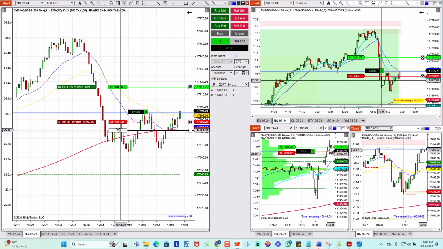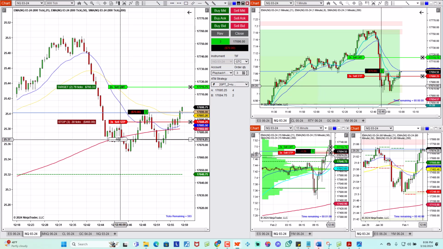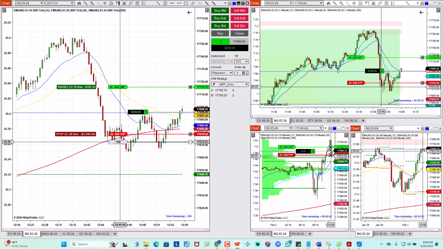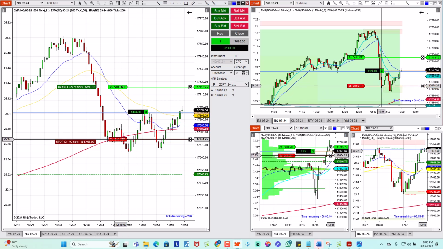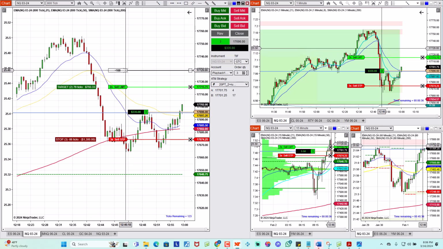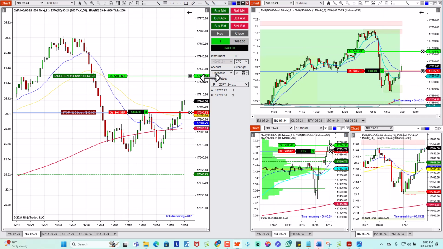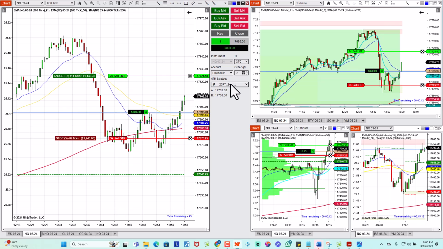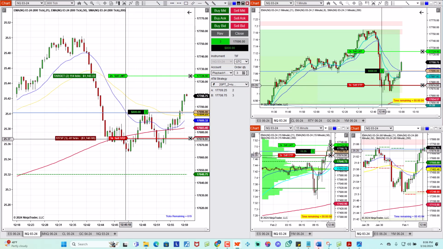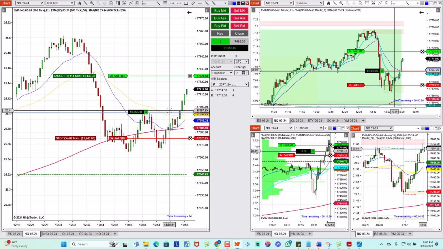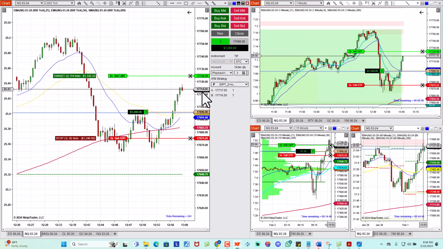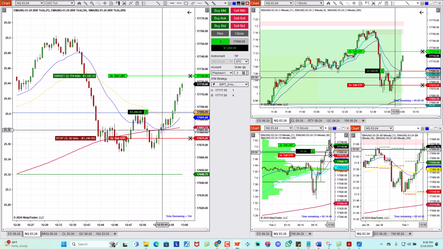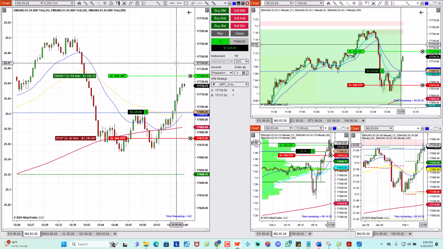So I'm gonna adjust my stop down here, right? I'm gonna put it right there, and I'm gonna put my first target right up here. Oh, that happened automatically. That's because my ATM strategy is set up so that after 5 points, it goes to break even. That's why it just got moved by itself.